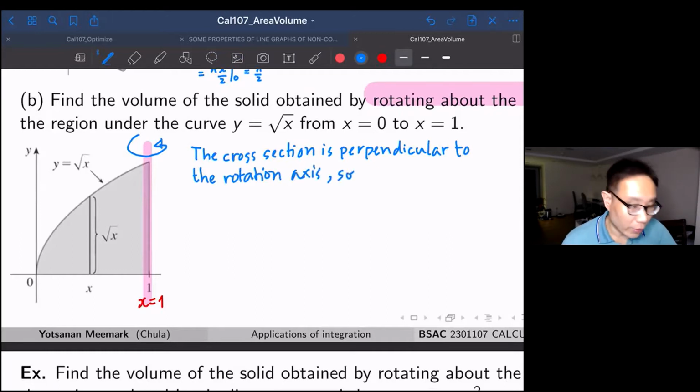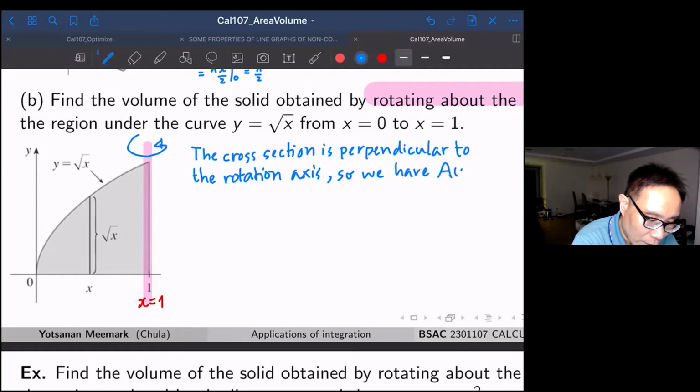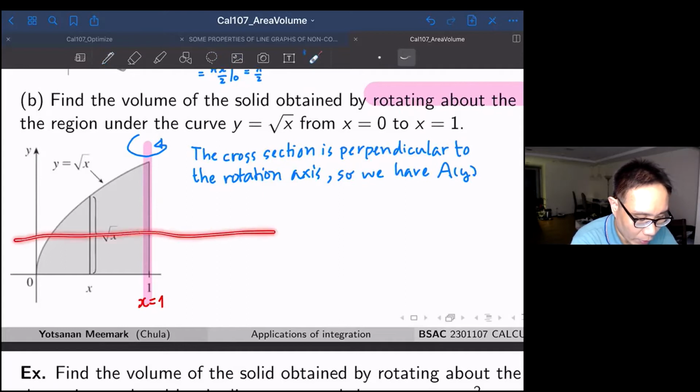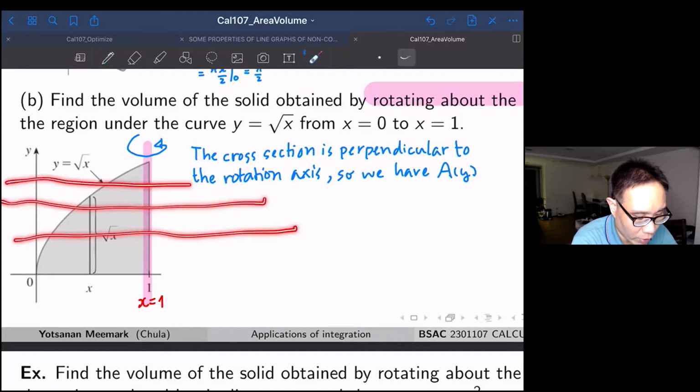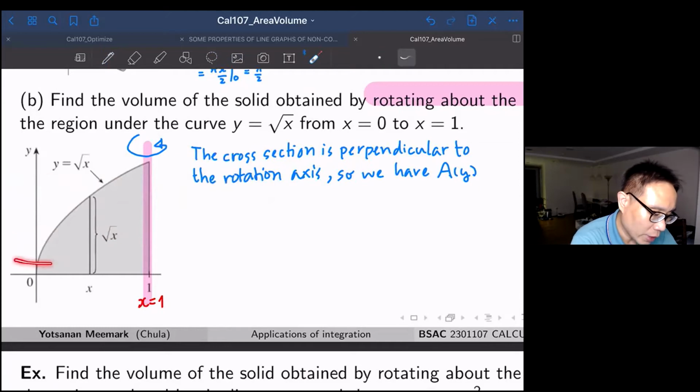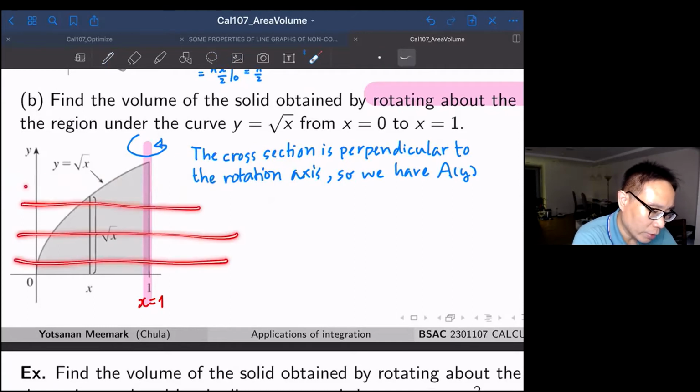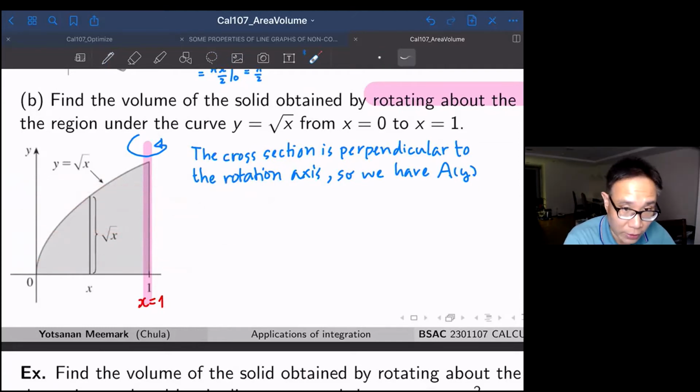So in this case, it's gonna be y, okay? So it's gonna be the rotation axis. So what does it mean? It means that when you have this rotation perpendicular to the axis, it's gonna be like this, and you see that it's gonna run in terms of y instead of x.